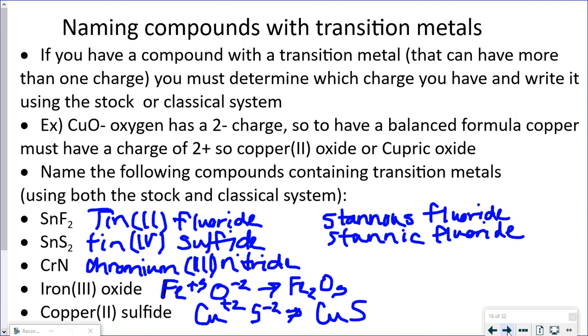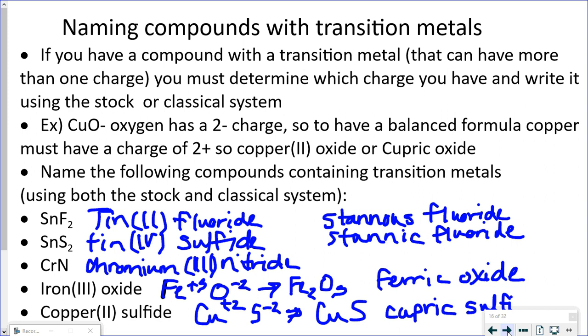We didn't have a classical name for chromium, so we'll skip that one. For the iron(III) oxide, remember iron(III) is the higher of the 2 charges, so we'll get the ending of -ic, so that will be ferric oxide. The copper(II), remember copper could be a +1 or +2. +2 is the higher of the 2 charges, so that will be cupric sulfide.